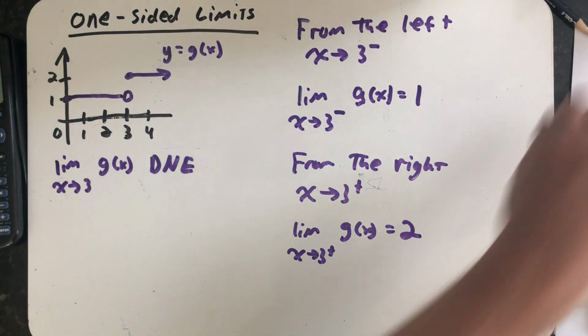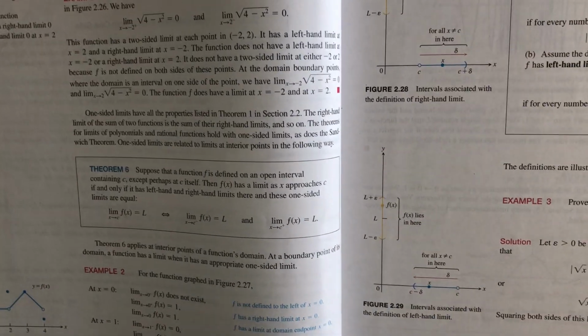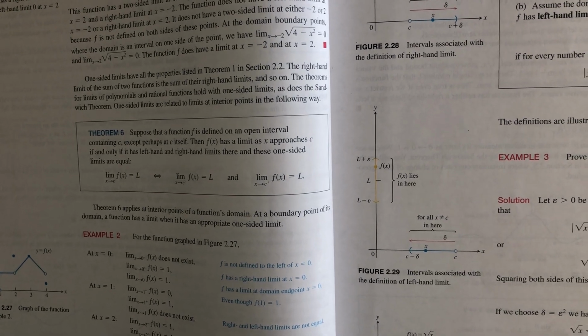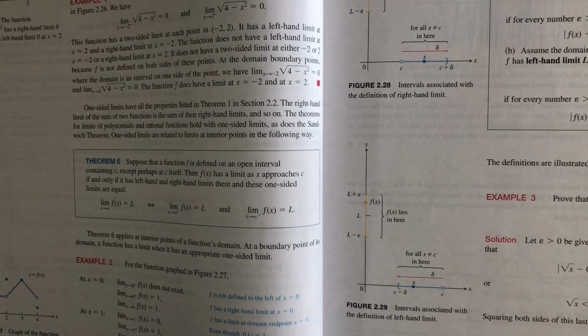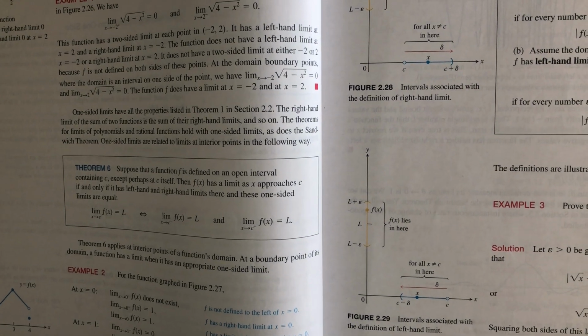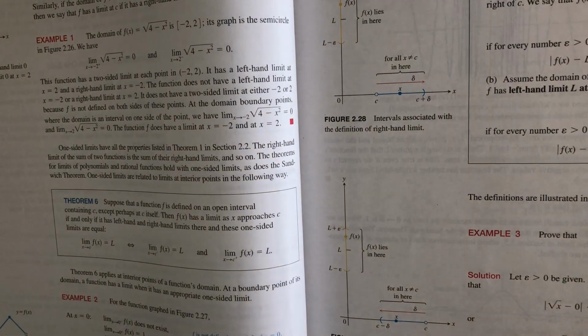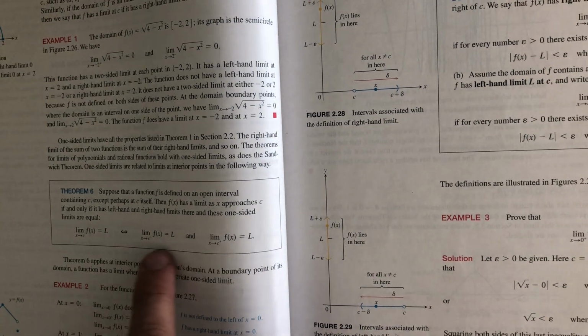Okay, I want to do an example in a minute, but this leads us to an important theorem. Theorem 6 in your textbook. Suppose that a function f is defined on an open interval containing c, except perhaps at c itself. Then f of x has a limit as x approaches c if and only if it has left-hand and right-hand limits there, and these one-sided limits are the same. The way I like to think about this theorem is written right down here, so I'm going to write that on my board.